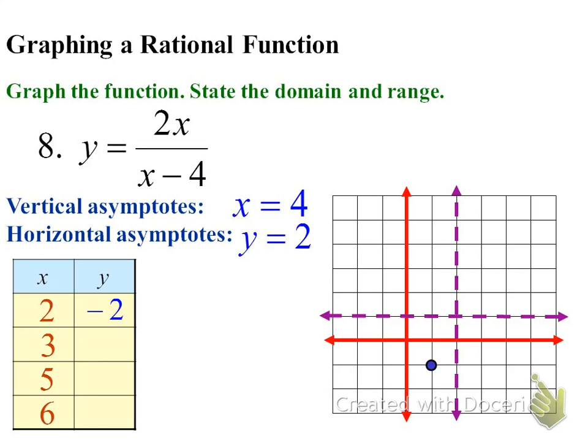When you plug a 3 in, you would get 6 over negative 1, which is negative 6. When you plug 5 in, you would get 10 over 1, which is 10. And when you plug 6 in, you'll get 12 over positive 2, excuse me, which is positive 6. Any questions on those points? All right, go ahead and connect them, and you are good to go.